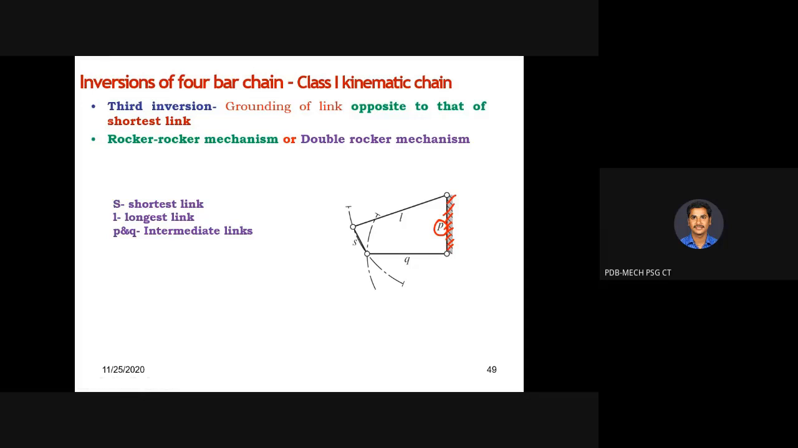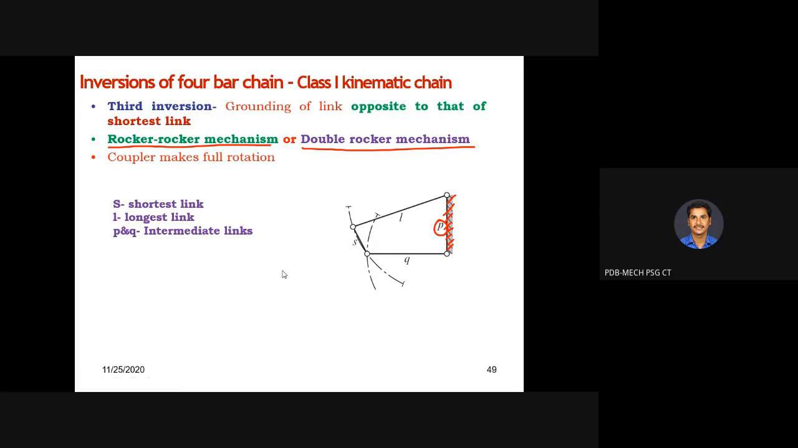So we'll be getting a rocker mechanism, or we can call it a double rocker mechanism. What is the meaning of this? Two oscillating motions. None of the links are going to make a complete 360 rotation. Whatever the input we give, the output link and input link are all going to make only partial rotation.